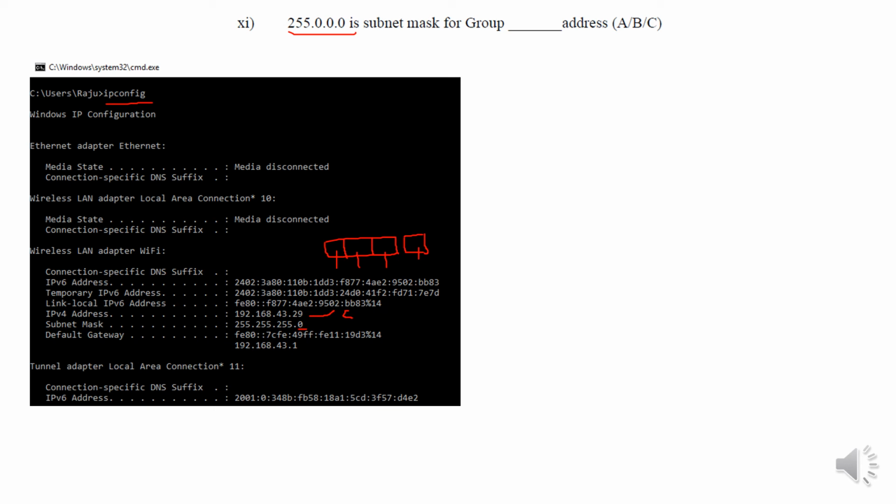If it is a class B address, then what will happen? In case of class B address, 2 octets are net ID, and 2 octets are host ID. This is a class B. So here what will be the subnet mask? 255.255 for the net ID, and .0.0 for the host ID.